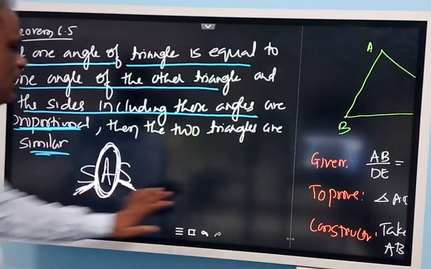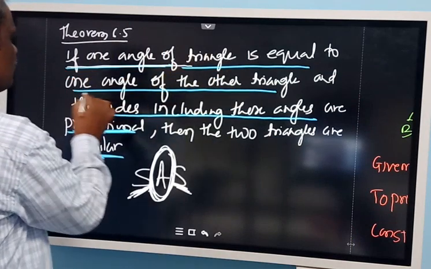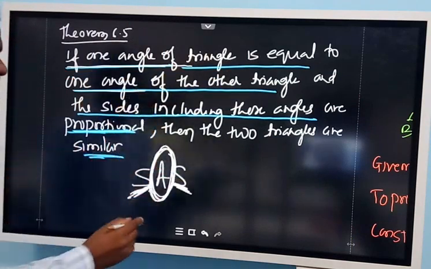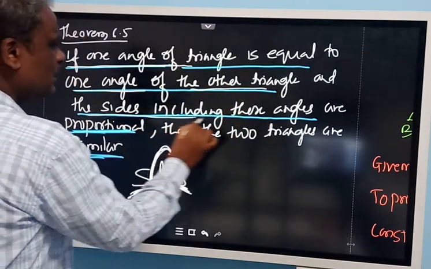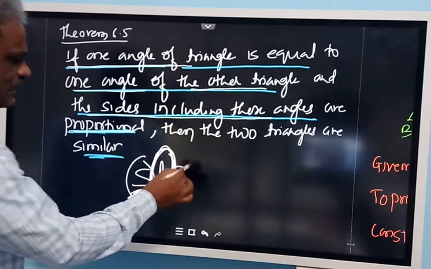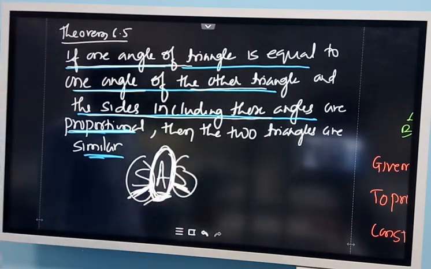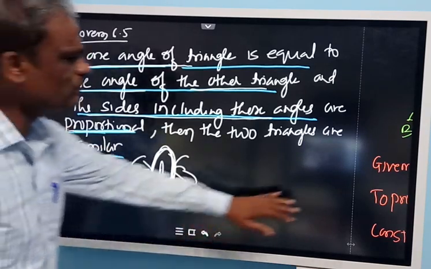So what is the data given here? One angle of a triangle is equal to one angle of another triangle. That is an included angle, and the sides including these angles are proportional. Sides means first side and second side including this angle are proportional. Proportional means ratio should be same. Then you can prove that the triangles are similar.